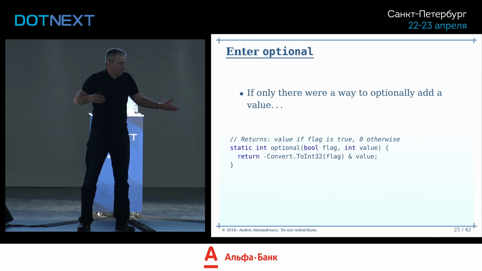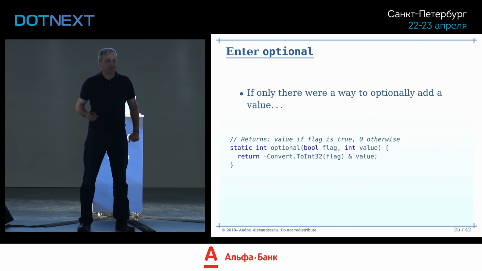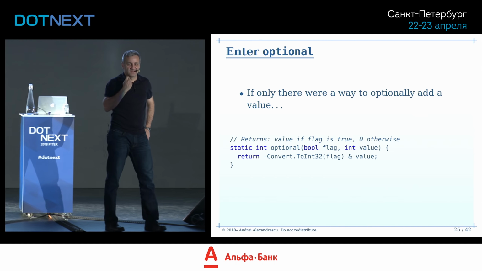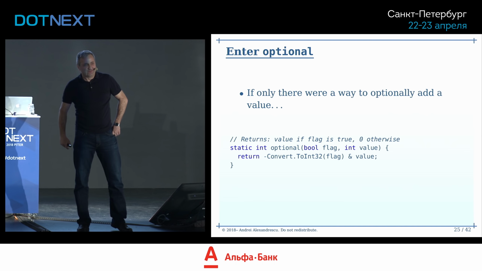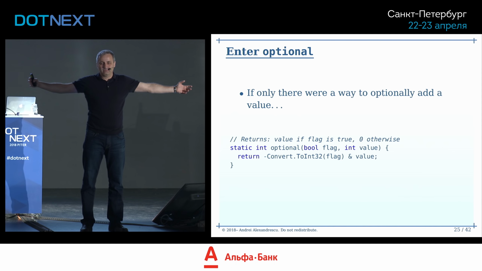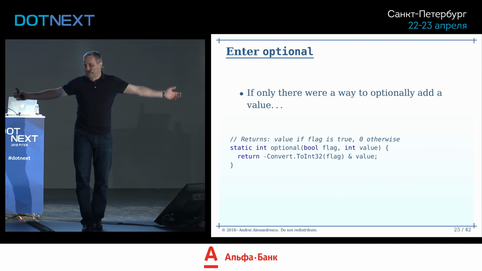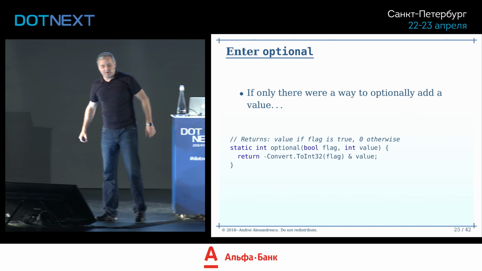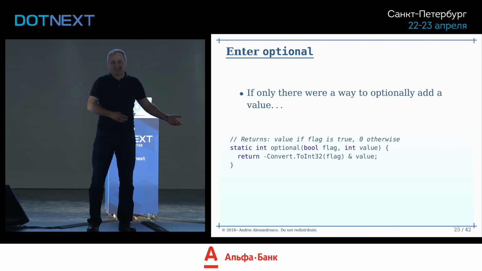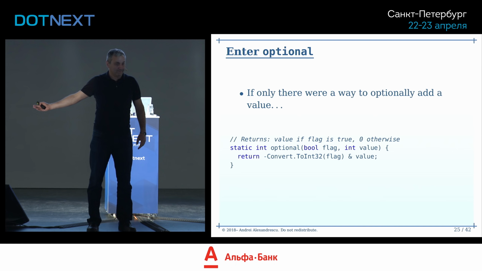0 minus 0 is 0. Who cares? 0 and 0 is 0. I get a 0. If the flag is true, 1 minus 1 is... Huh? What is minus 1 in 32 bits? It's all F's, right? When I AND all F's with something, what do I get? That guy. So by this simple formula, you have a way to say, I want an optional value or 0. If the flag is false, I get a 0. If the flag is true, I get that value. And there's no if.